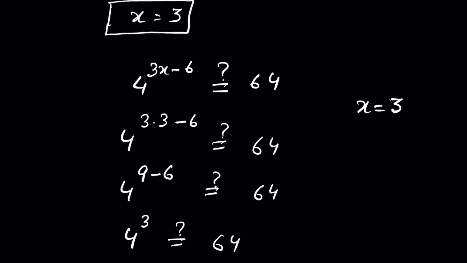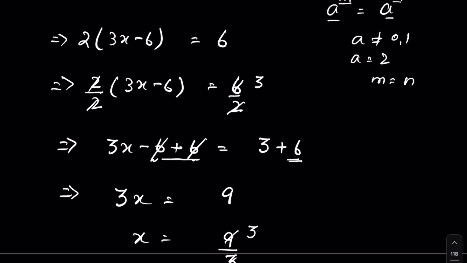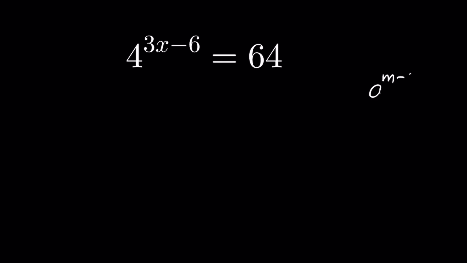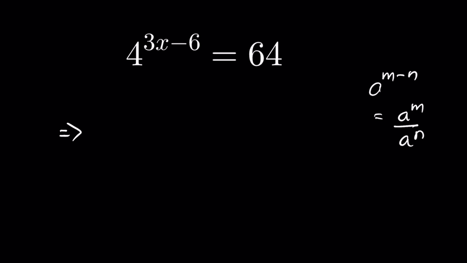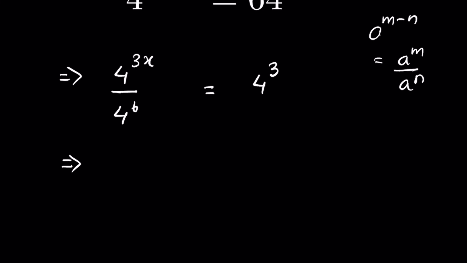There is another method that we can use to solve this. When a raised to the power m minus n, it is equal to a raised to the power m upon a raised to the power n. So here 4 raised to the power 3x minus 6, we can write 4 raised to the power 3x upon 4 raised to the power 6 is equal to 64. We can write it as 4 raised to the power 3, or 4 raised to the power 3x upon 4 raised to the power 6.